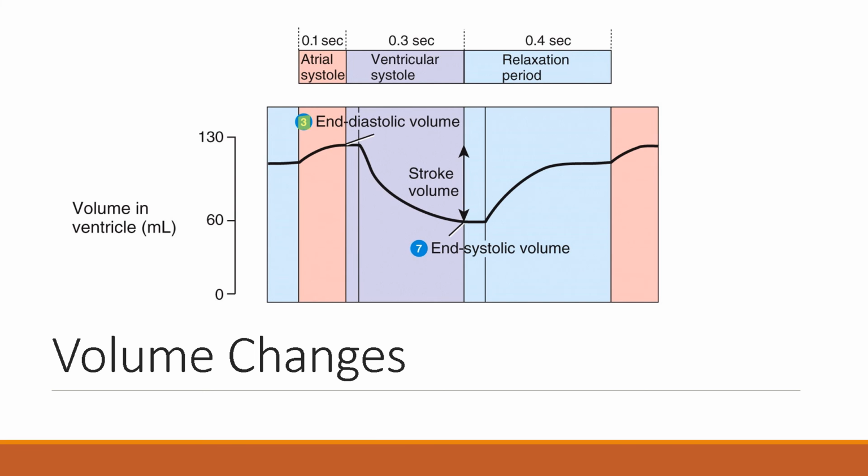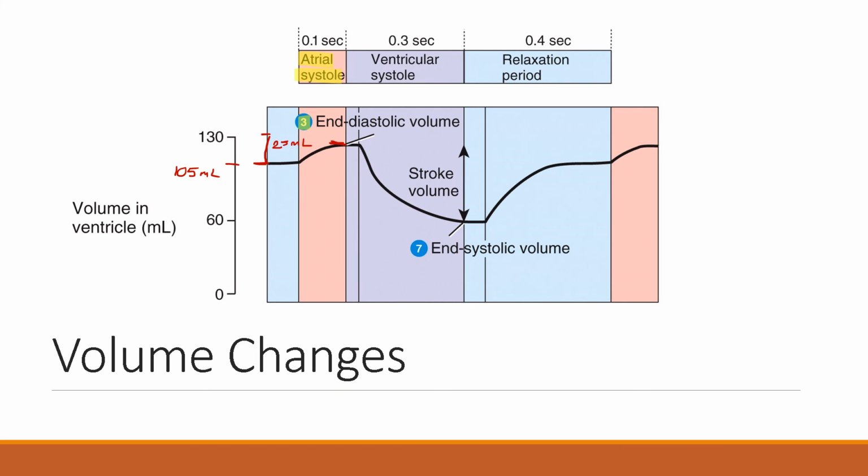So here at number 3, we see that the atrial systole contributes about 25 milliliters of blood to the volume that's already in each ventricle. So here we have approximately 105 milliliters of blood that's already in each ventricle. And so this volume here is about 25 mils, and this is the amount that is contributed by atrial systole.